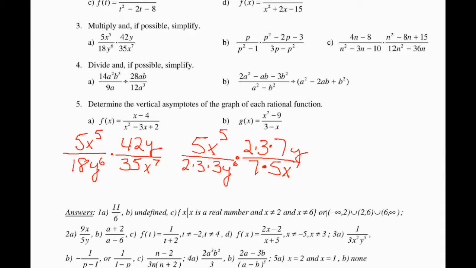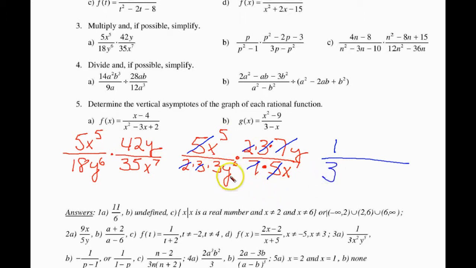Now that I've laid it out like that, I can see I can cancel a 5 with this 5, a 2 with a 2, a 3 with a 3, and a 7 with a 7. So what am I left with on the bottom? Well, in a sense, on the top, I have a 1 left there. And on the bottom, I have a 3.